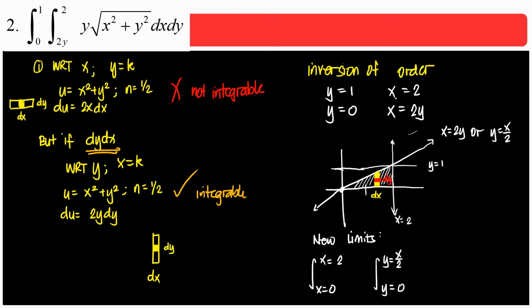So look at the limits on top. The limits on top were originally x equals 2y up until x equals 2, y equals 0, y equals 1. It became y equals 0 up to y equals x over 2, x equals 0 up until x equals 2. So let's try solving that. It's the same. This is the original problem, but then we are to rewrite it with new sets of limits.